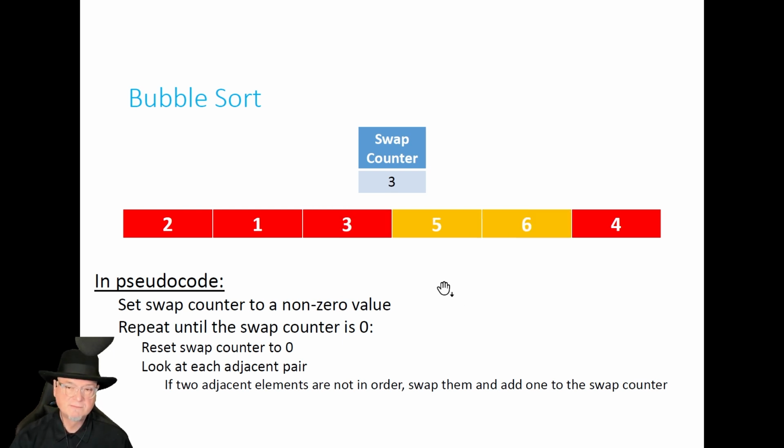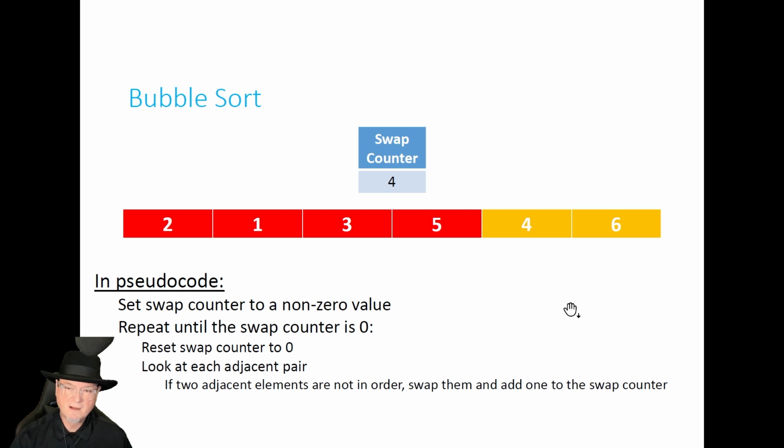We're going to slide our window. 5 and 6 are in order. Now this time, since they are in order, we're not going to increment our swap counter. We're just going to slide to the next frame. Boom. And finally, 6 and 4. We're going to swap them and increment our swap counter by 1. So it should equal 4.